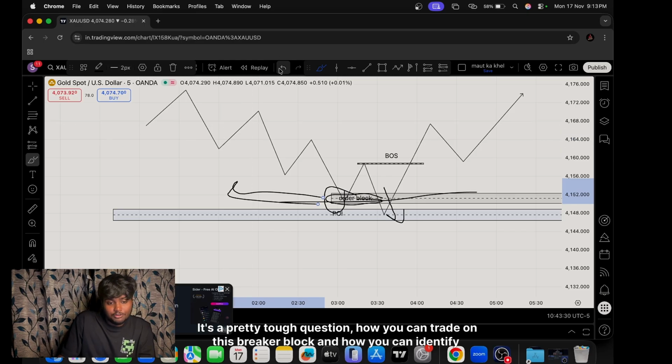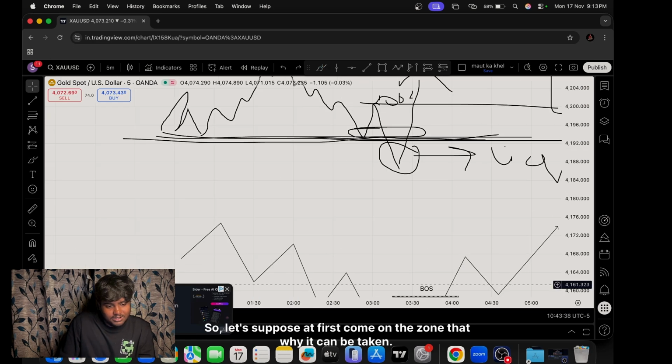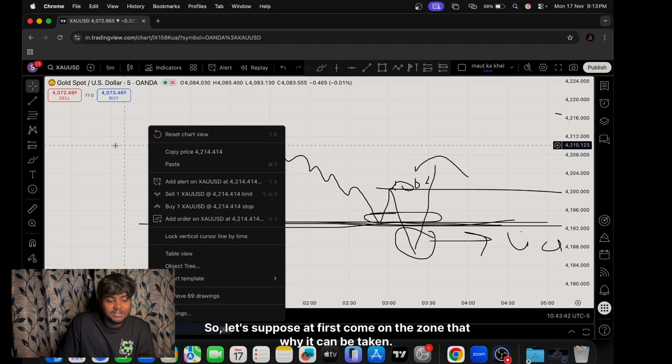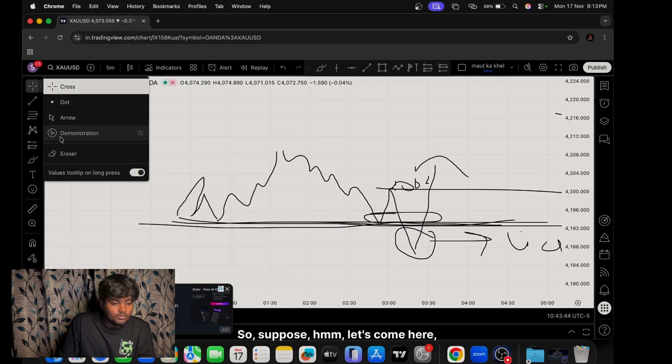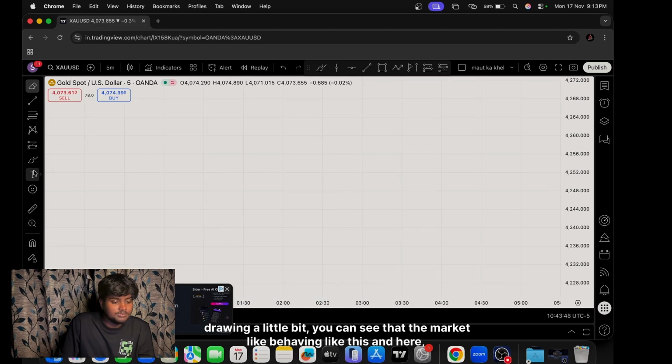It's a pretty tough question, how you can trade on this breaker block and how you can identify that this order block is going to be taken. So let's suppose, first, let's come to the zone and see why it can be taken. Okay, so suppose let's come here, drawing a little bit.